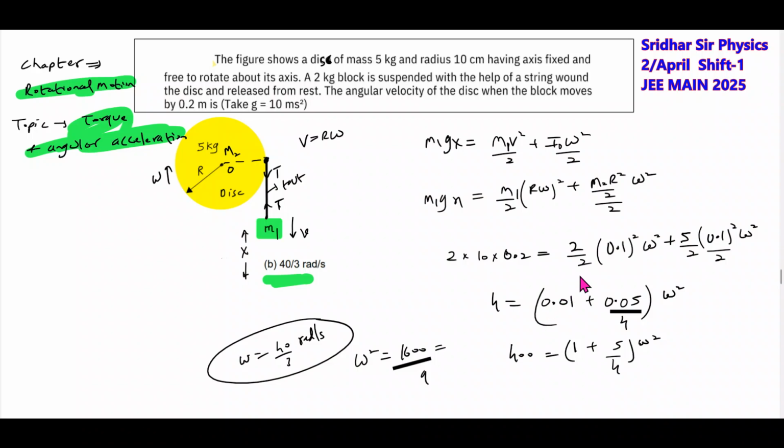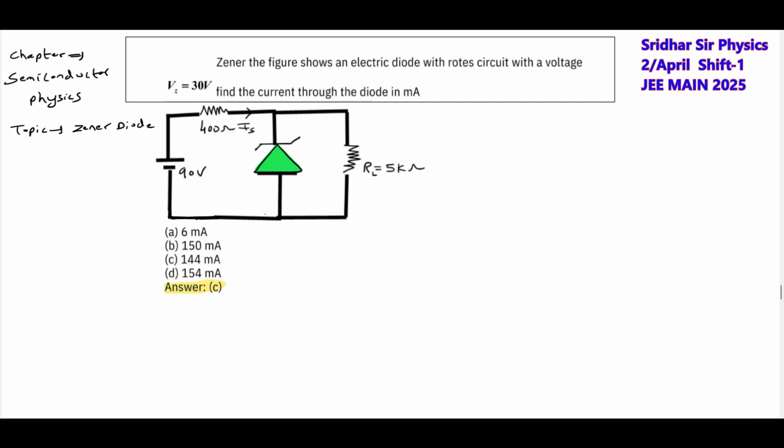We'll take the next question. The chapter name is semiconductor physics. The topic is Zener diode as a voltage regulator. So we have a Zener diode. The figure shows a Zener diode voltage regulator circuit.